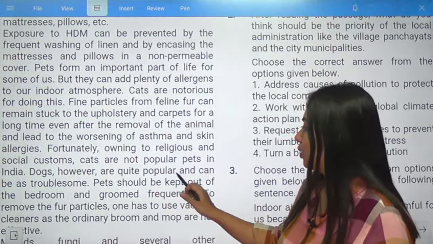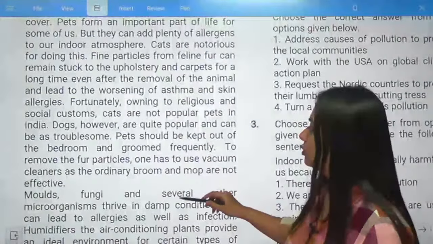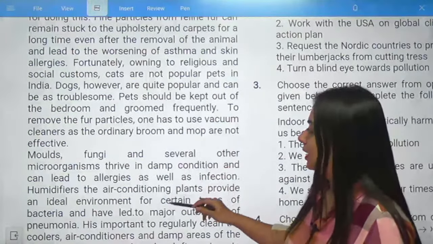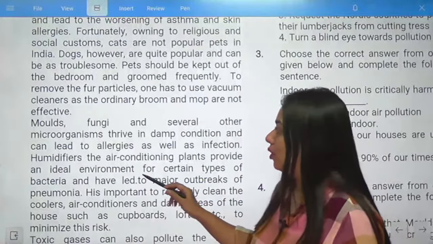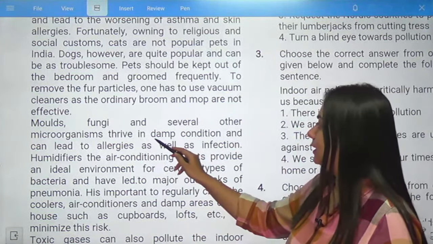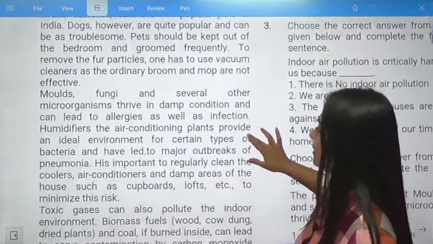Dogs, however, are quite popular and can be as troublesome. Pets should be kept out of the bedroom and groomed frequently to remove the fur particles. Let's move on to the next one. Molds and fungi and several other microorganisms thrive in damp conditions and can lead to allergens as well as infection.